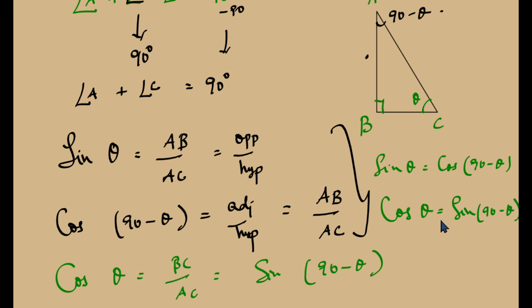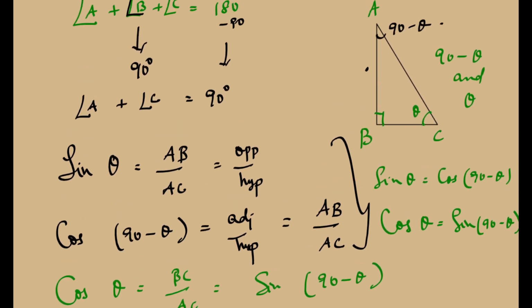And these are what we call trigonometric ratios of complementary angles. These two are complementary angles. 90 minus theta and theta are complementary angles because they add up to 90 degrees. So similarly, we can establish the same kind of relationship for other trigonometric ratios.